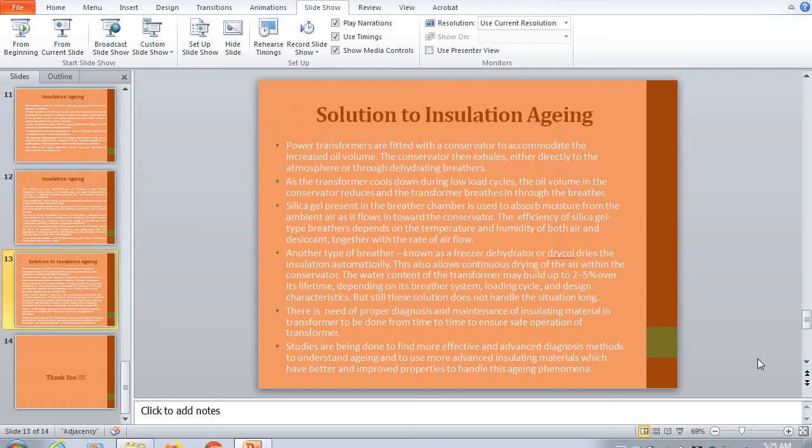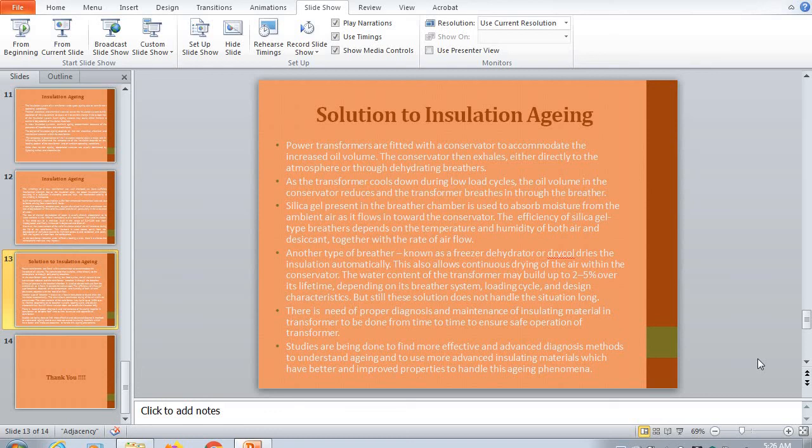The efficiency of silica gel type breathers depends on temperature and humidity of both air and desiccant together with the rate of airflow. Another type of breather known as freezer dehydrated or dry cold dries the insulation automatically. This also allows continuous drying of the air within the conservator. The water content of the transformer may still build up 2 to 5% over its lifetime depending on its breather system, loading cycle and design characteristic. But still, this solution does not handle the situation long.